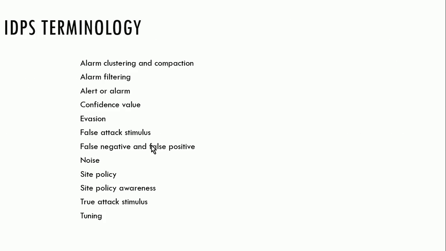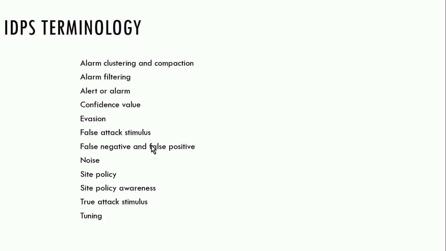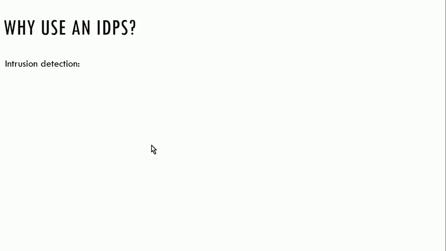So some of the terminology that you'll see with IDSs: alarm clustering and compaction, alarm filtering, alert alarms, confidence value, evasion, and so forth and so on. I don't want to bore you with all these terms, but this is all the vernacular that you might hear with IDS, and your book has a pretty good explanation of each one of these terms that I would suggest getting familiar with. So why use an IDS?